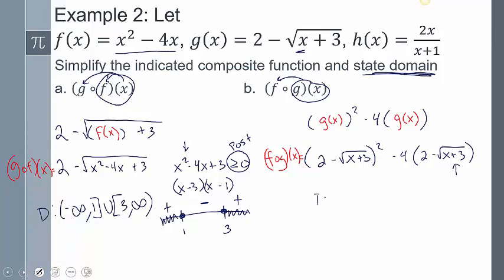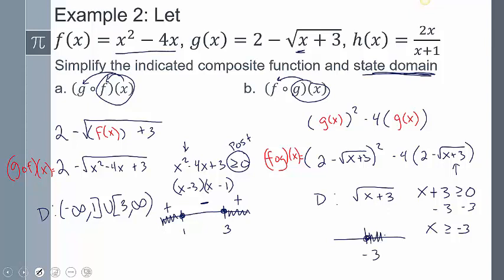Now my domain, I need to say that x plus 3 has to be greater than or equal to 0. Minus 3 on both sides, so I get x is greater than or equal to negative 3. And so this is going to have a number line. Here's negative 3. X is greater than that. So my domain is going to be from negative 3 to positive infinity.